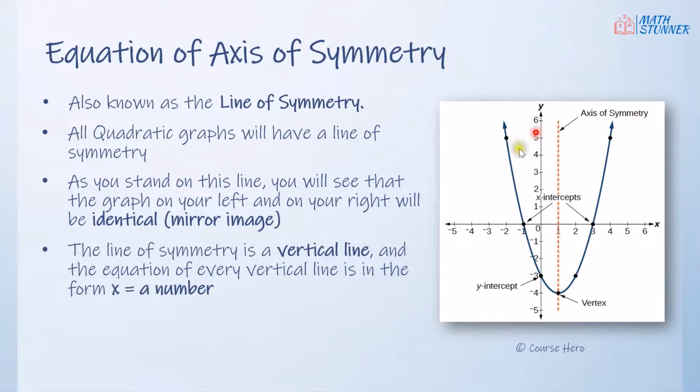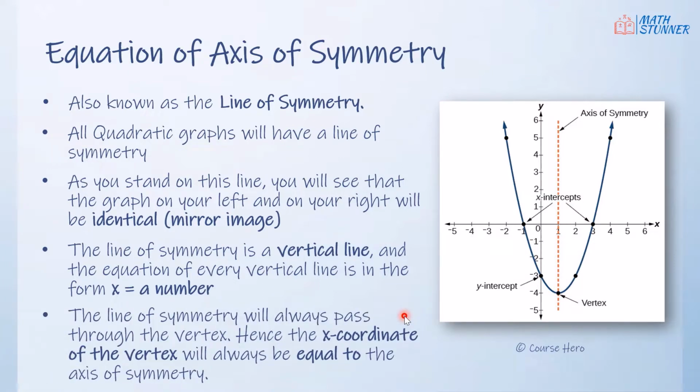The line of symmetry is a vertical line, and it will always be a vertical line for a quadratic graph. And we know that the equation of every vertical line is going to be in the form of x = a number. What is going to be this number? This is going to be the number where this vertical line cuts the x-axis. You can also see that this axis of symmetry passes through the vertex. Hence, the axis of symmetry is always going to be equal to the x-coordinate of the vertex, because both have the same x values.